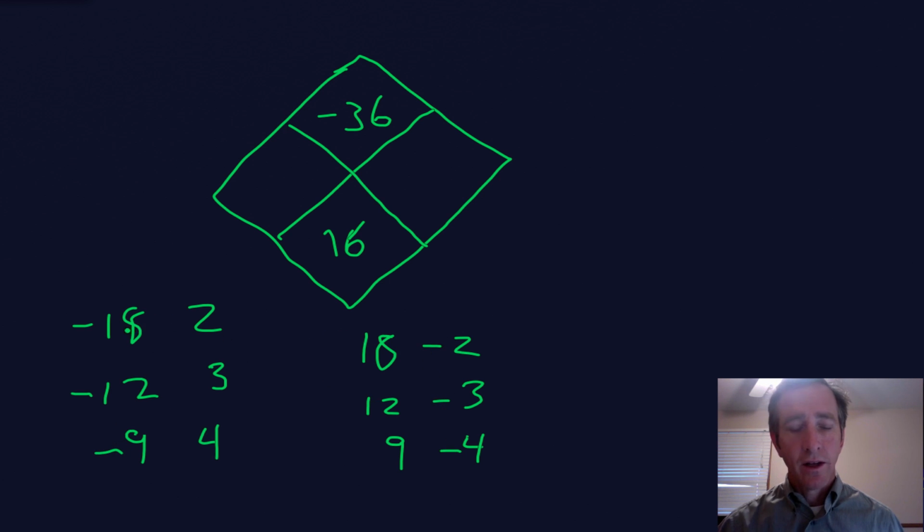We'll start with negative 18 and 2. The sum of negative 18 and 2 is negative 16. That's not what we need. The sum of negative 12 and 3 is negative 9. That's not right. 4 minus 9 is negative 5. 18 minus 2 is 16. Those are our factors. 18 and negative 2.